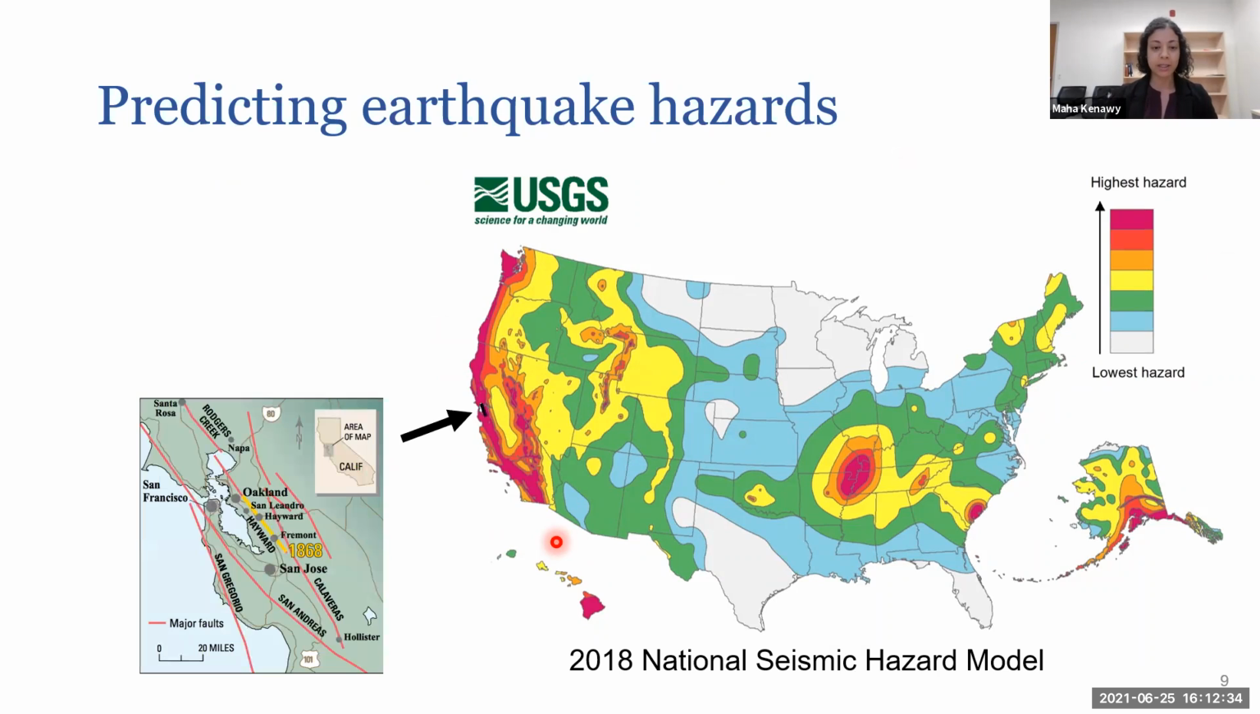Most of my work is on this tiny fault in California, the Hayward Fault. The Hayward Fault is one of the most dangerous faults in the United States because it goes through a very densely populated area, the San Francisco Bay Area. And it is expected to rupture very soon in a large magnitude earthquake and cause significant impacts to this area.